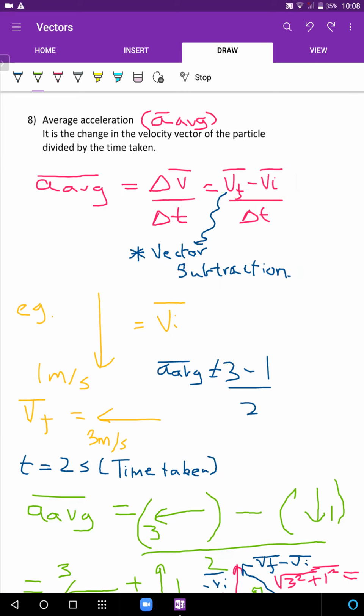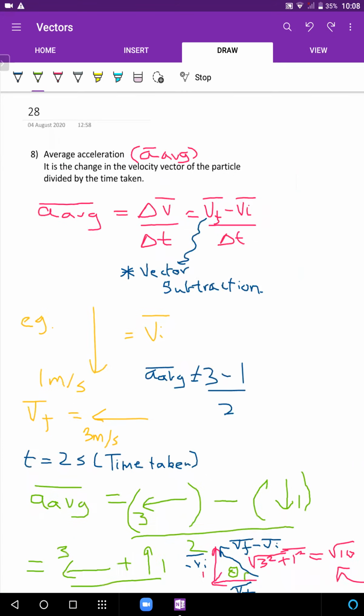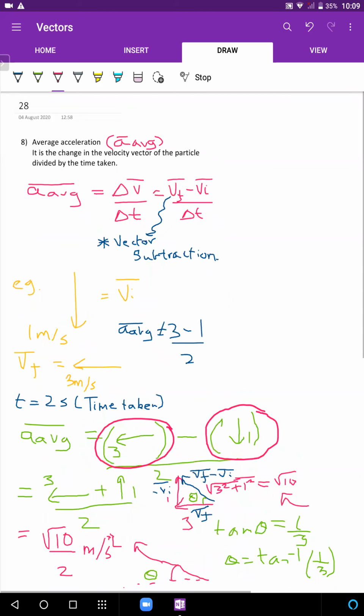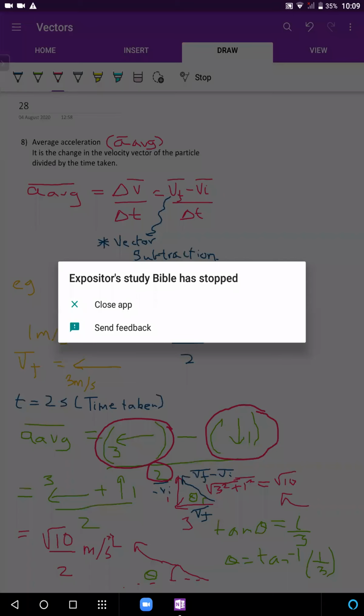All right. So how do you perform that vector subtraction? So average acceleration is this vector. So what is my final vector? Final vector is 3. So average acceleration is the final vector, 3 towards west, minus the initial vector, 1 towards south, that divided by 2. That divided by 2. Okay. It's got a little clutter, but just try to follow.